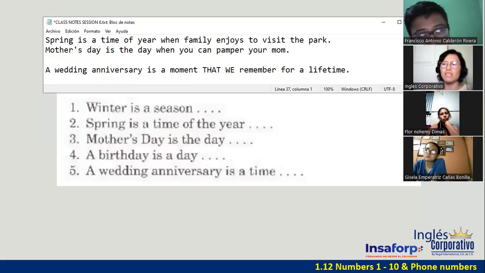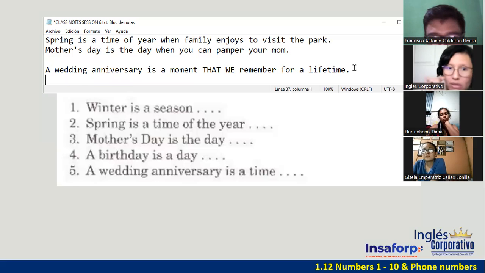O sea, en este caso no incluimos, no es una cláusula de tiempo porque no lleva when, ¿verdad? Pero está bien, solo le agregaría that we remember o we remember, ¿verdad? Cualquiera de las dos. Ya sea sin that o con we. Esta that, chicos, es diferente y ya la van a ver más adelante porque esta incluso usted la puede omitir en ciertas ocasiones.